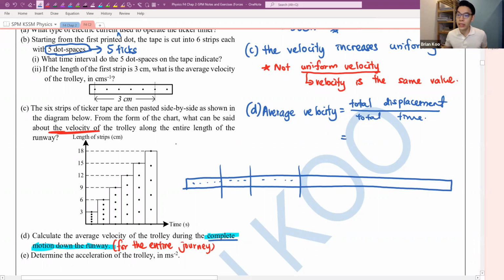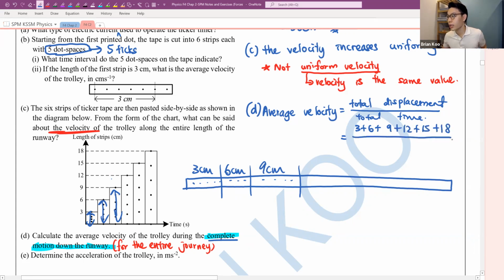The total displacement would be 3 cm plus 6 cm plus 9 cm plus 12 cm plus 15 cm plus 18 cm. Correct? Because here is 3 cm. The first part is 3 cm, then the second part is 6 cm, the third part is 9 cm, the fourth part is 12 cm. So you add all the distance up together. That is how much your trolley has traveled, right? Then you divide by the total time.